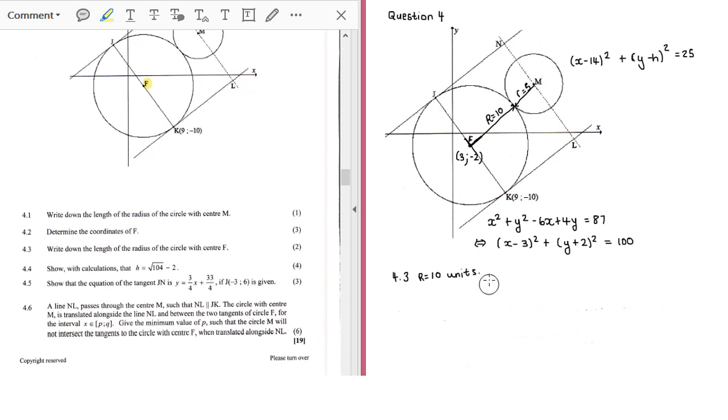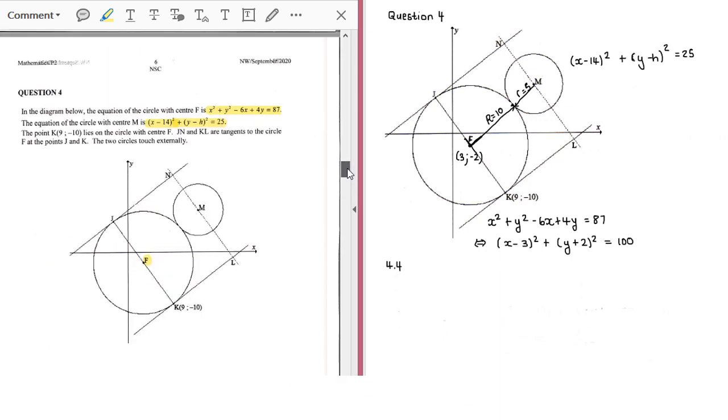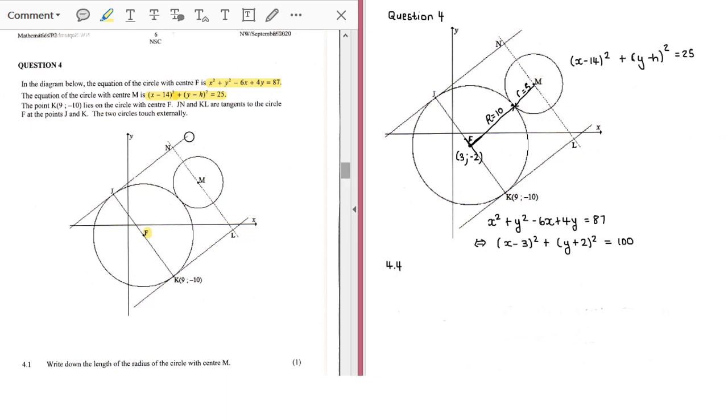Let me remove this because I might need more space for the next question. Question 4.4. We now need to show with calculations that h is equal to the square root of 104 minus 2. So where does this h come from? Well, it comes from the equation of the circle centered at M, that equation right over there.